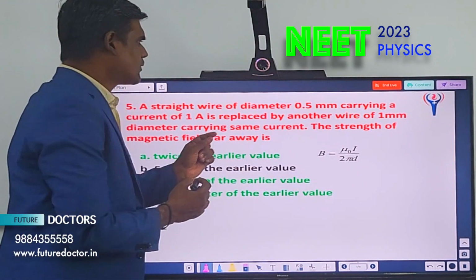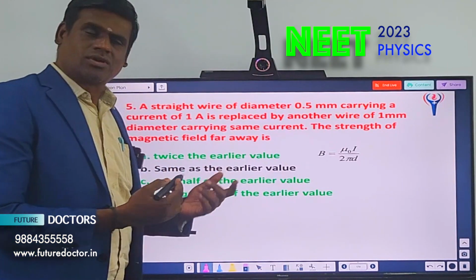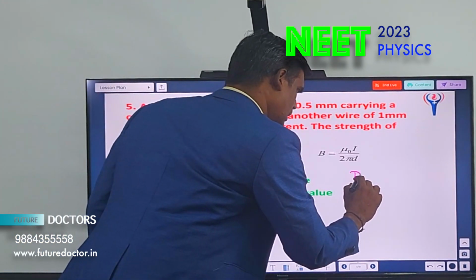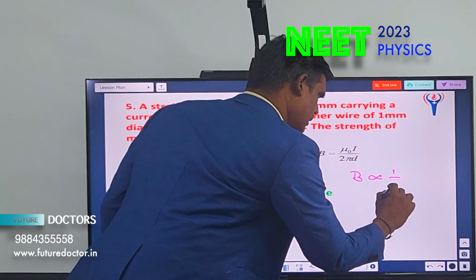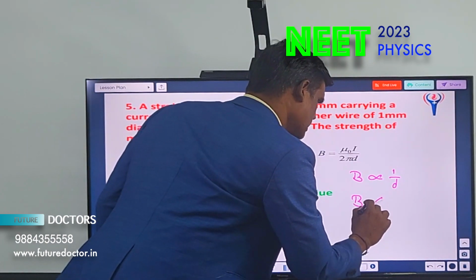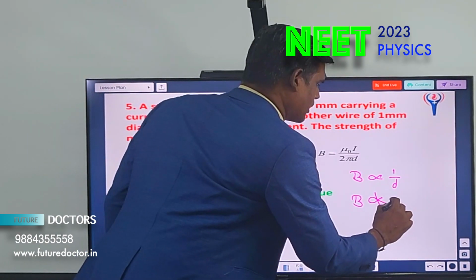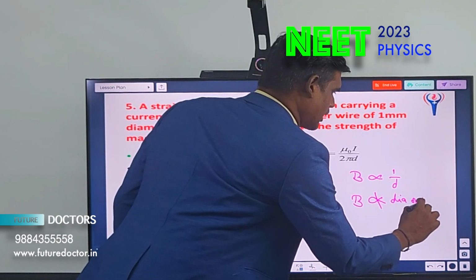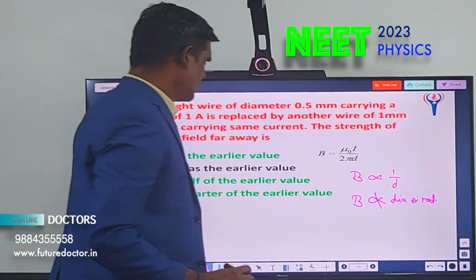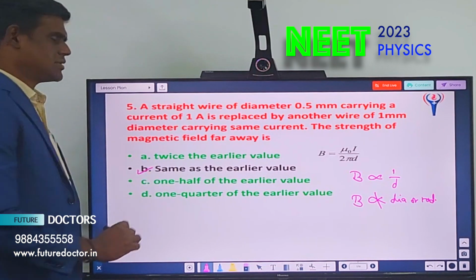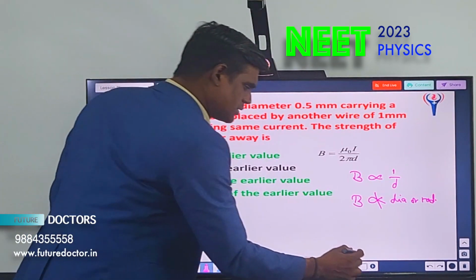And if the thickness of the wire is replaced, then it does not change the value. B depends only on the distance, 1 by d only, and B is independent of the diameter or radius of the wire. Therefore, its value is the same as the earlier value. Let's move to 6th question.